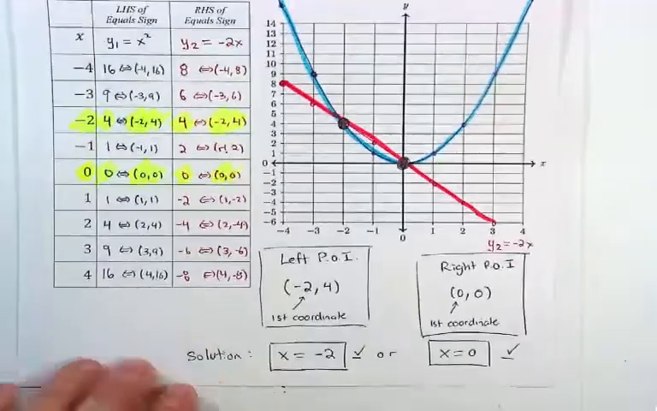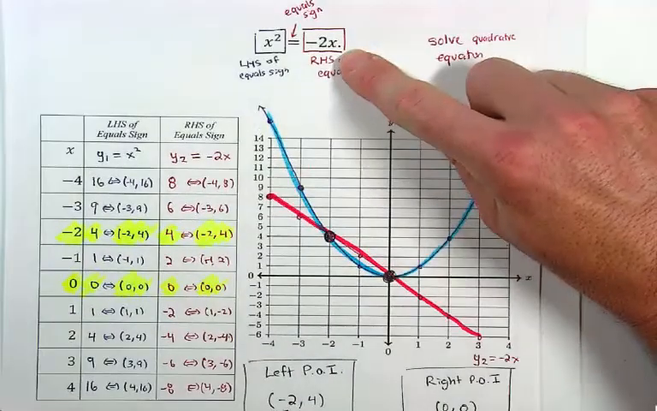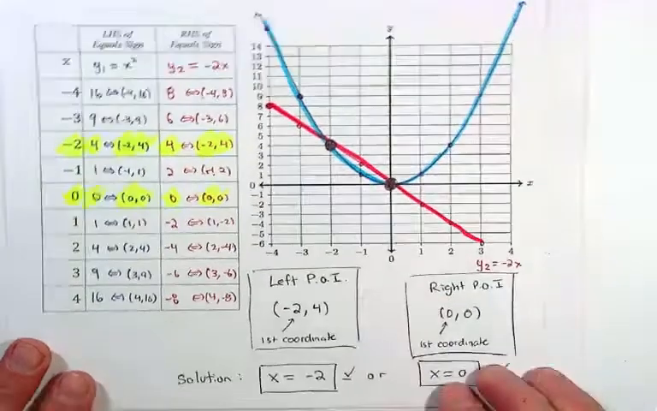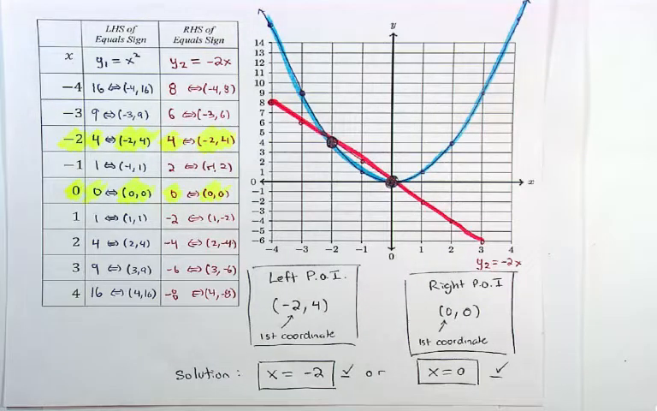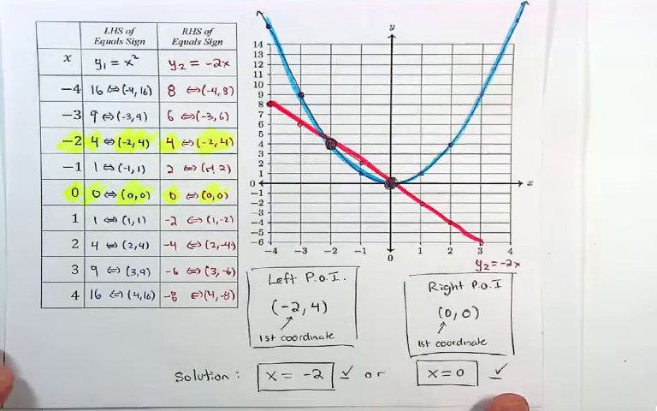Notice we've solved this problem in 2 different ways. One was the zero product property, one was a graphical technique. Both techniques produced the same solution. Let's dive deeper into our use of the zero product property to solve quadratic equations.